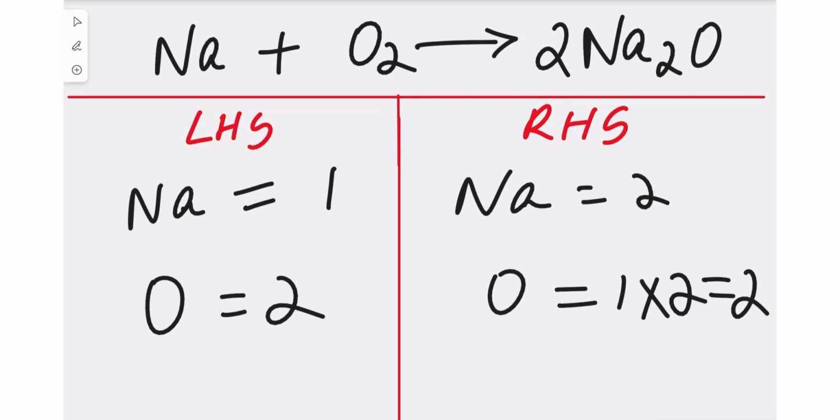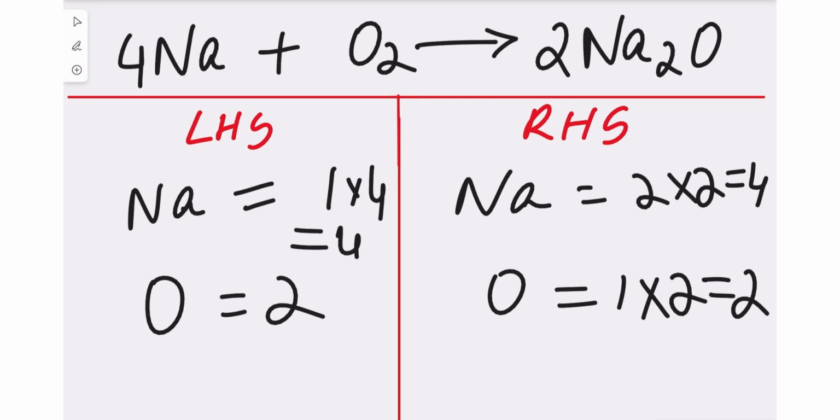But when you're adding a 2 in front of Na2O, then the number of sodium atoms will change. So it's going to be 4. So make it 4 on the left hand side as well. So we're going to add a 4 in front of Na, which is going to make it 4. So this equation is balanced. Let's move on to the next equation.